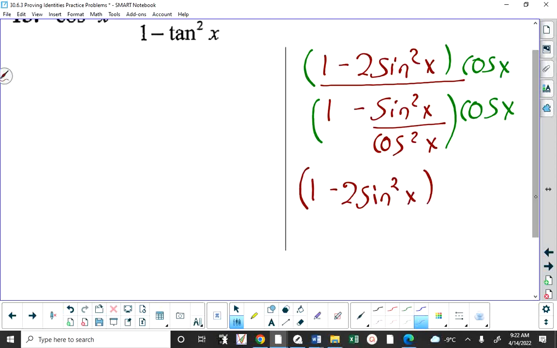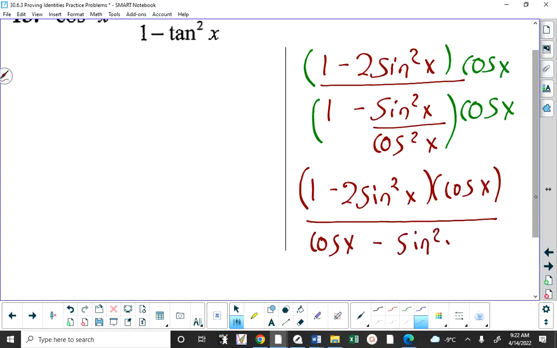And I'm going to get 1 minus 2 sine squared of x times cosine of x. And I'm really holding off here, Jonathan, on deciding to multiply that cosine through. I could multiply it through, but then if sometime later I decide that wasn't the best option, I have to factor it out, and factoring is more work than multiplying it through. So if I need to multiply it through, I will. On the bottom, I have cosine of x minus sine squared of x. And I'll be honest with you, up until this point, oh, my mistake. We've got to multiply by cos squared, don't we?